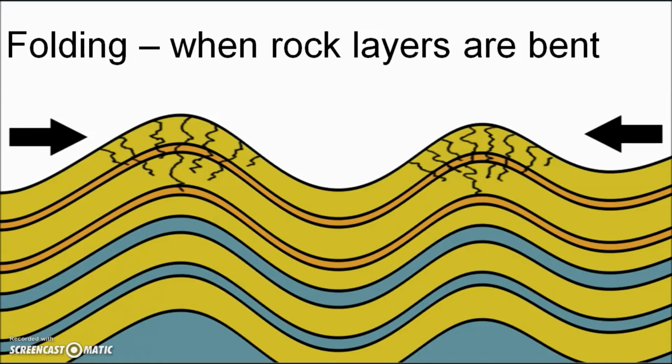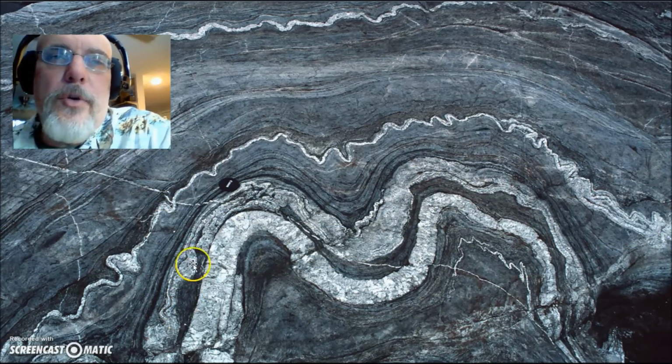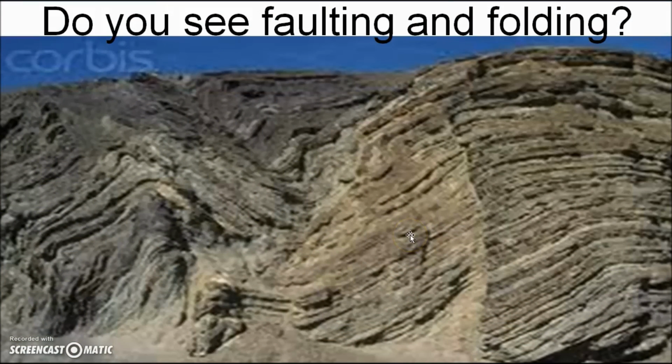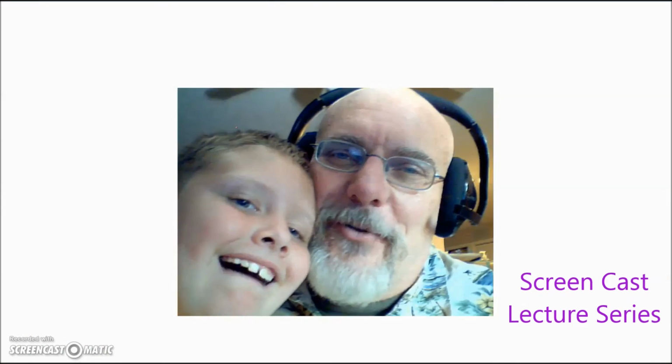Folding is when rock layers are bent, and the type of stress that causes folding is going to be compression. Here's a couple photos showing folding in rocks. Take a look at this picture. I think this one's pretty interesting. You should be able to see folding and faulting. For example, here is a break, here's a fault, and then you should see numerous examples of folding in these rock layers.